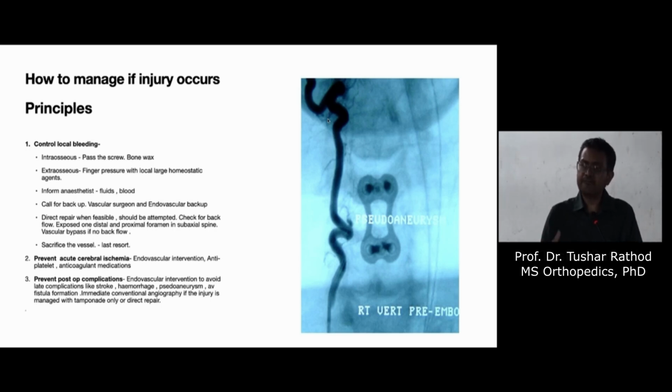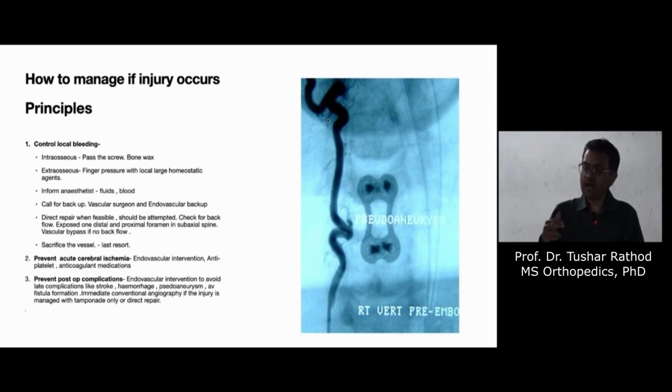Inform the anesthetist for aggressive intravenous access. Call for a backup vascular surgeon. Endovascular backup is nowadays available very easily. Whenever possible, direct repair is always a better choice, but a lot of the time the patient is hemodynamically unstable and you may not be able to do it. Always try to see the backflow. If you have a good backflow, that means the collateral circulation of the vertebral artery is patent, and in that case, you can consider a good repair.